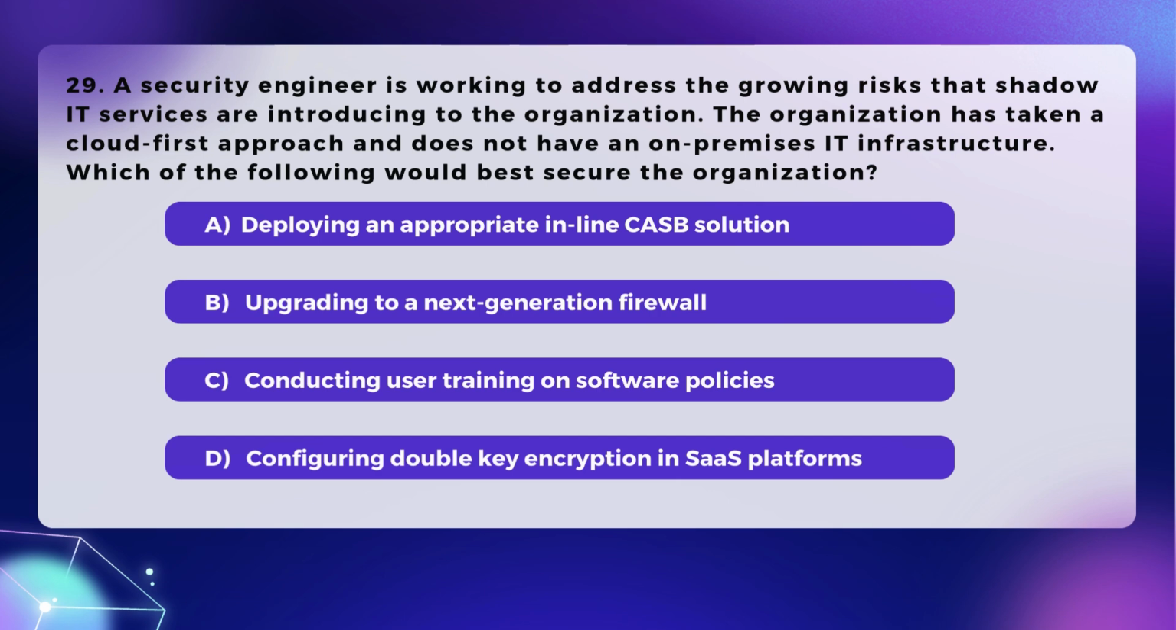A security engineer is working to address the growing risks that shadow IT services are introducing to the organization. The organization has taken a cloud-first approach and does not have an on-premises IT infrastructure. Which of the following would best secure the organization? A. Deploying an appropriate inline CASB solution. B. Upgrading to a next-generation firewall. C. Conducting user training on software policies. D. Configuring double-key encryption in SaaS platforms.